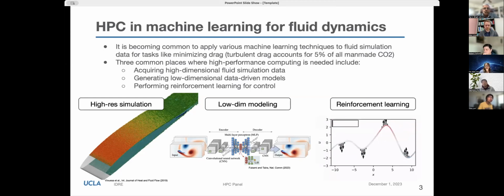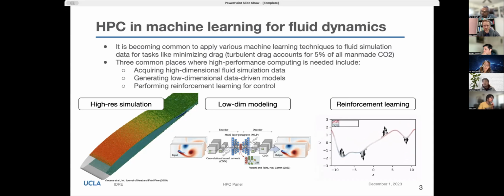And so the three types of computation that I'm going to discuss are, first, how we actually run high-resolution simulations to get data for fluid dynamics. Here in the bottom left, I'm just showing an image of a plane wing where you can see these very small scale vortical structures. Then I'm going to talk about how we can take these simulations and generate low-dimensional models by training neural networks. And the last thing I'm going to discuss is how you can incorporate these various things for tasks like reinforcement learning to do things like minimize drag.